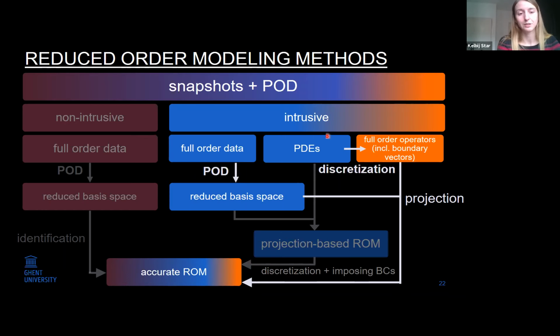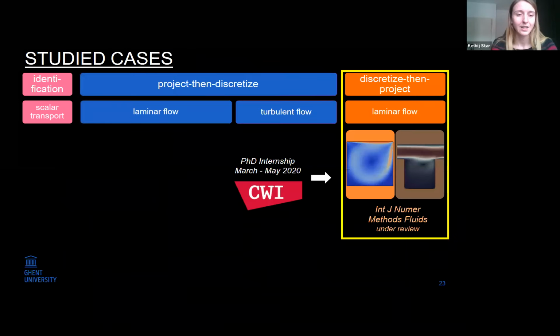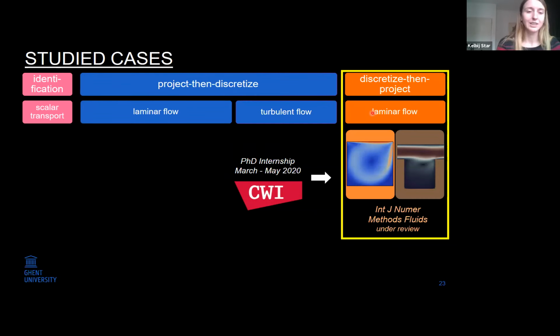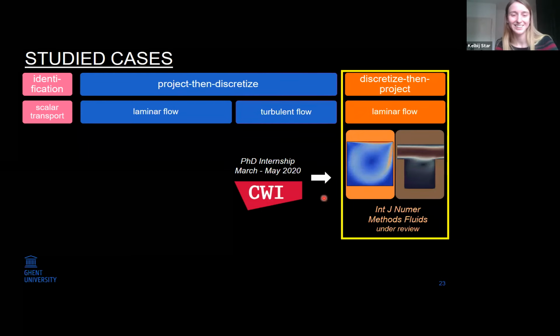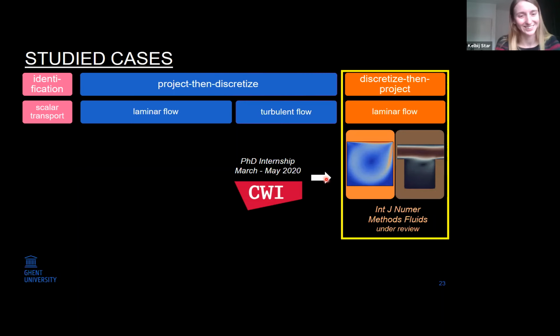That's all included basically over here. So we go straight to an accurate reduced order model. And basically this approach of dealing with the boundary conditions is one of the benefits of first discretizing, then projecting. That's basically what I did during these 3 months that I didn't spend so much in the office. So I worked on laminar flow, so not yet on the most complex problems.